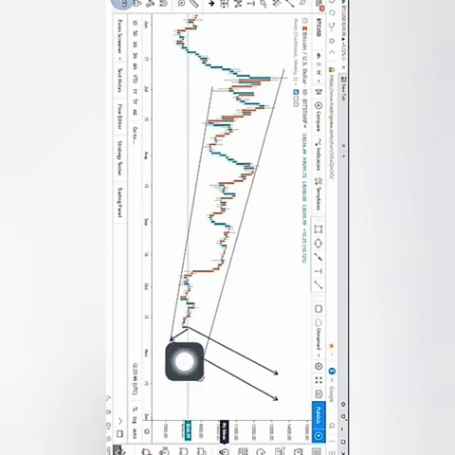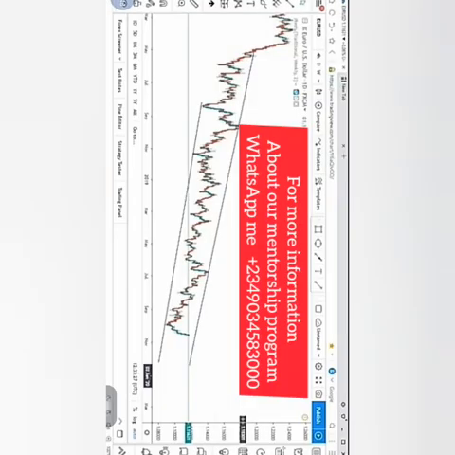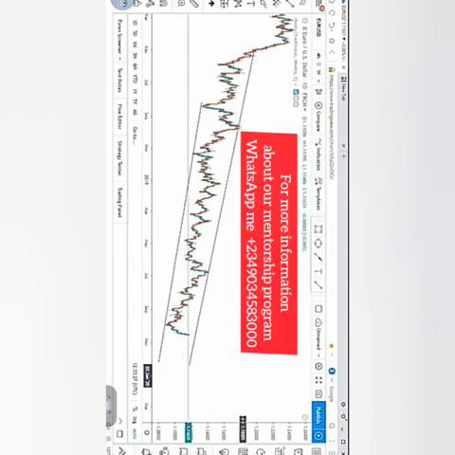So don't place a buy or sell around here, because the market is already, this is a late entry. Wait for the market to test the trend line before you take your action. Make sure it touches here or here before you place your trade. So that is that about that. It's very easy. So that's how we interpret the signal.